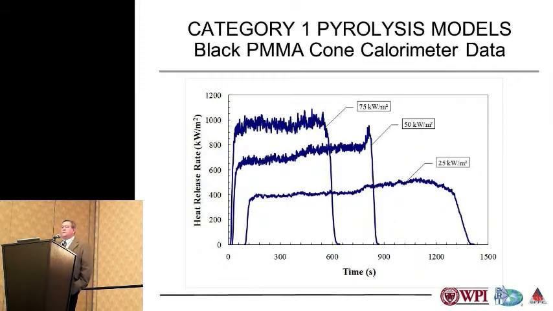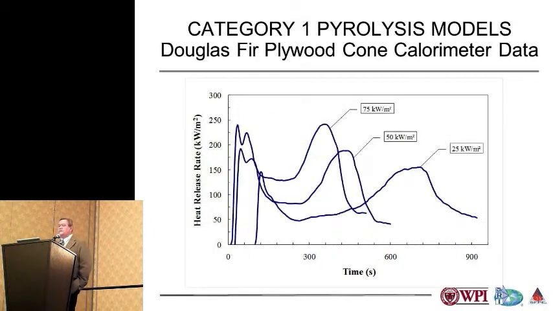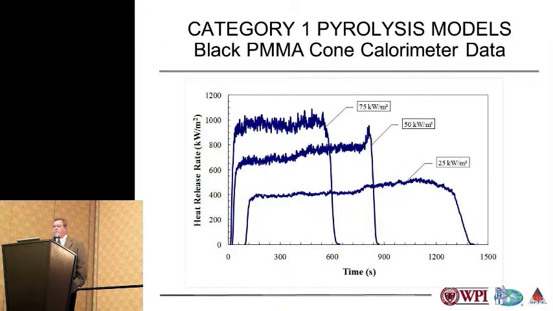This is what you would get for something like PMMA. And you can immediately see in the previous slide that the behavior is very different in terms of Douglas fir plywood. You have an initial peak, then the burning rate goes down, and then toward the end, because the material is backed with insulation, the burning rate goes back up. For PMMA, it's relatively constant throughout the entire test, and it's only toward the end, again, because the material is backed by insulation, that you see an increase in the burning rate. But this is relatively close to steady burning, while the plywood obviously is not.